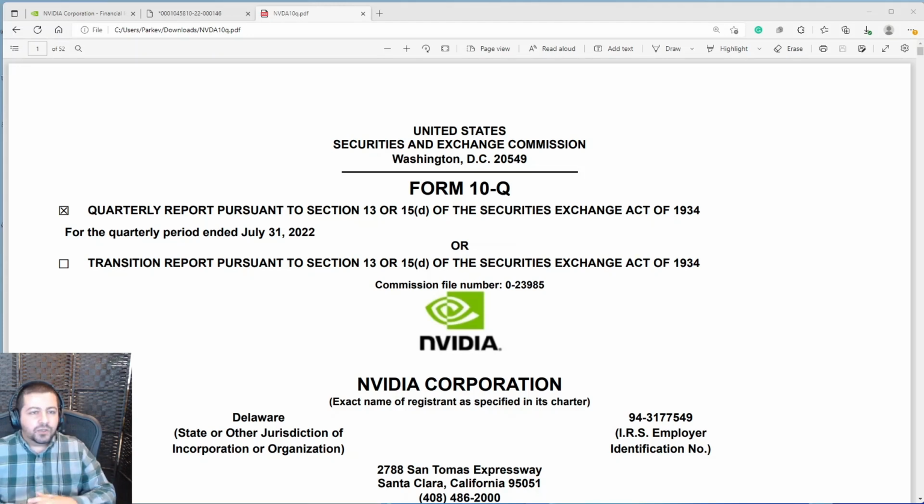All right, so let's get right into it. So here is their Form 10Q, which is their most recent quarterly statement. Typically, every publicly traded company will report quarterly financial statements and an annual financial statement. So this one is its quarterly financial statement for the period ending on July 31.